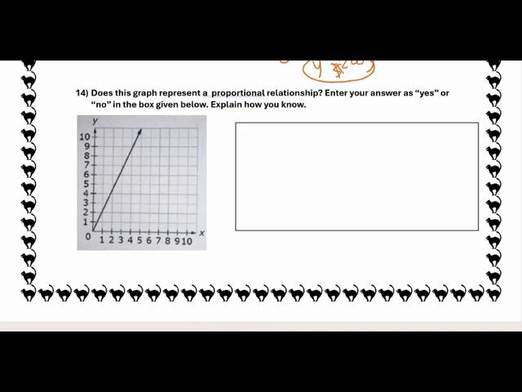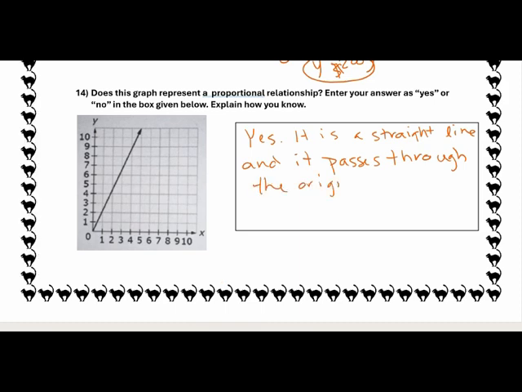Number 14. Does this graph represent a proportional relationship? Enter your answer as yes or no in the box given below and explain how you know. So is this a proportional relationship? Yes. It is a straight line, and it passes through the origin. You can say it goes to the origin, that's the same thing. This is what makes it a proportional relationship.